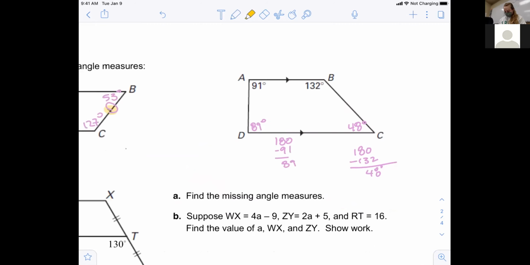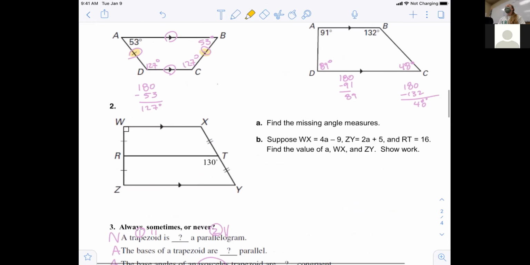Next one. Find the missing angle measure. So I have W and I have T, and we have to find all the missing ones. Who wants to find one missing one? Cooper, give me one. W is, no, I already knew that. Something else is 90 though. What, Cooper? Z.